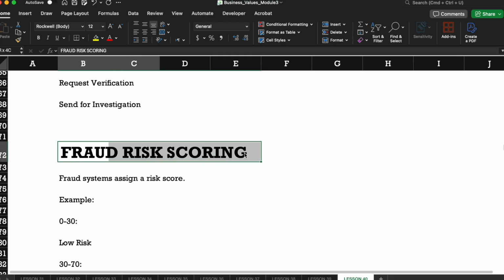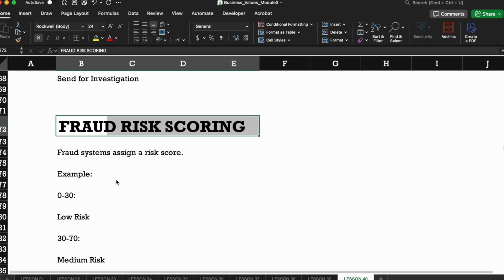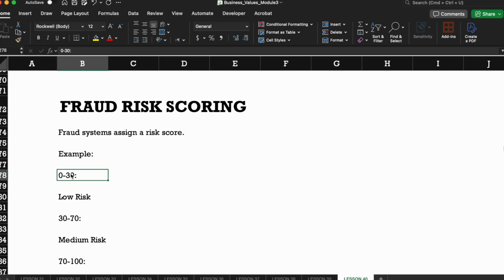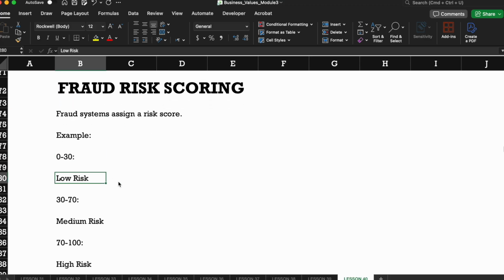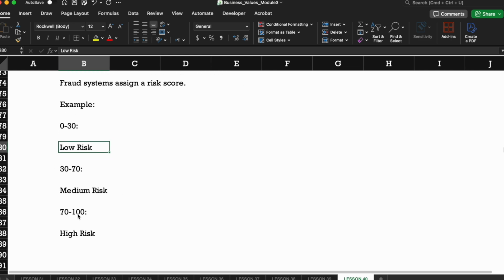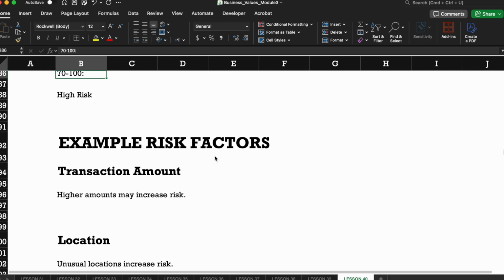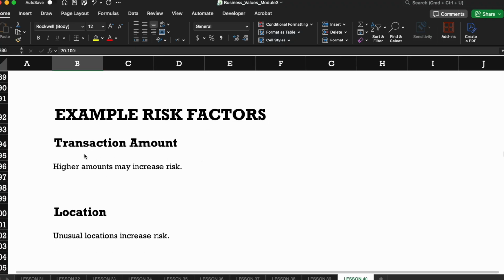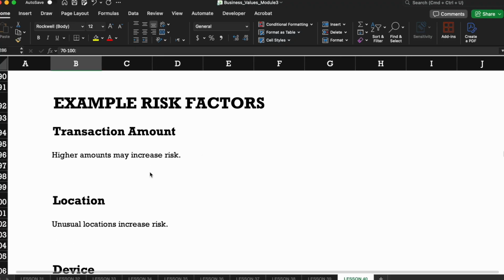Fraud risk scoring. The fraud system assigns a risk score. Example: 0 to 30, low risk; 30 to 70, medium risk; 70 to 100, high risk. Example risk factors: transaction amount. High amounts may increase risk.